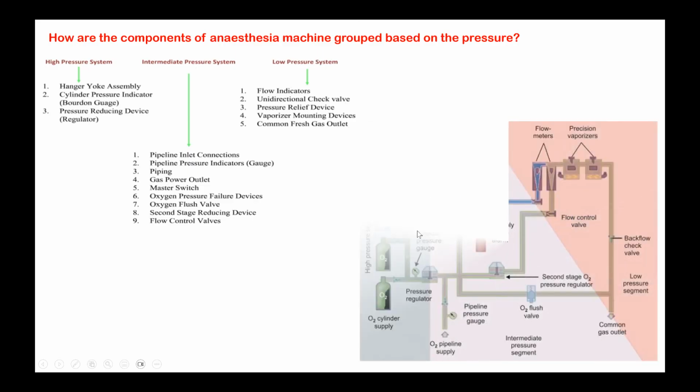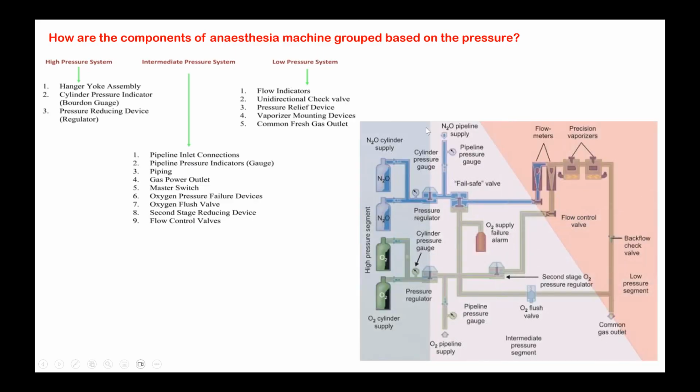And this is another beautiful picture to show the components in different colors. So you can see the cylinders with high pressure, the pressure gauge, the pressure reducing valve, or the pressure regulator. All these things come under high pressure. And once they come to the next segment, it is the pipeline pressure, which is about 45 to 55 psi.